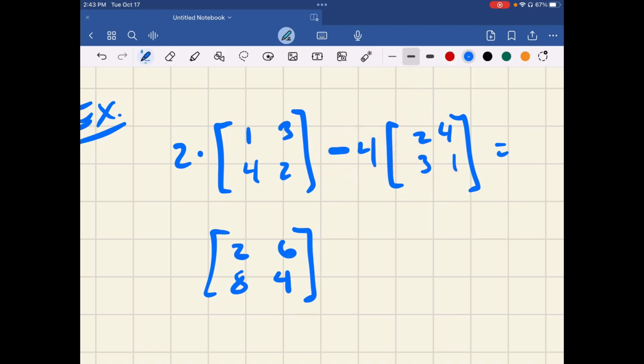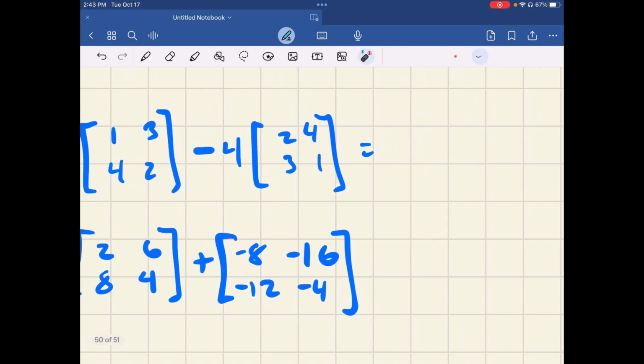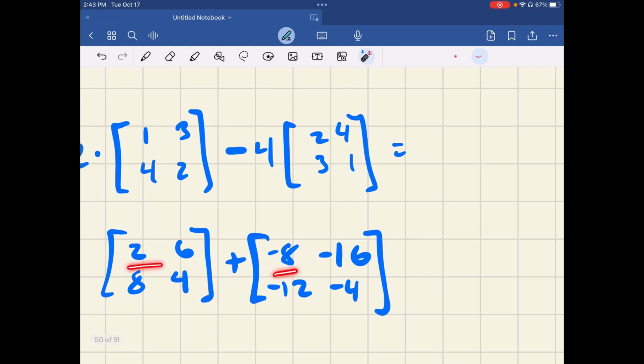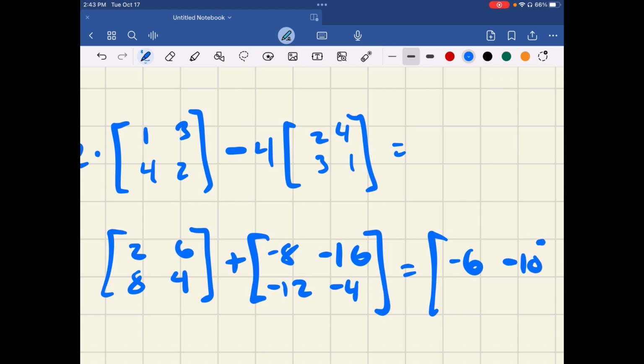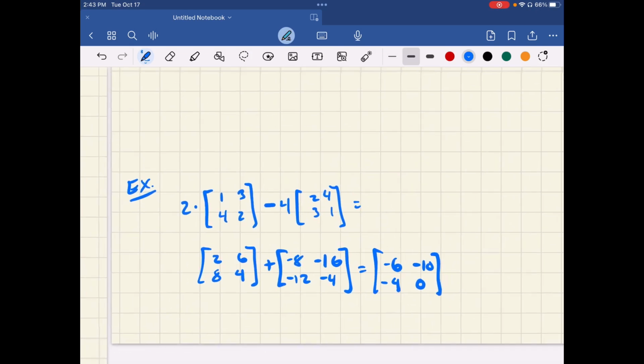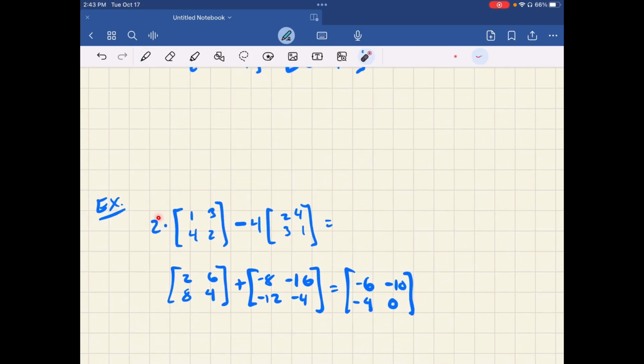Remember, when I take this negative and distribute that out, I can rewrite my question to be an addition question. So now I get my new matrix: -8, -16, -12, and -4. Now I just take all of my corresponding numbers and add them together. So 2 plus -8 is -6, and the next one will be -10. And I have -4 and then 0. There is my answer for when I take my 2, distribute that out and multiply that out, do the same thing with -4, and then take those two matrices and add them together.